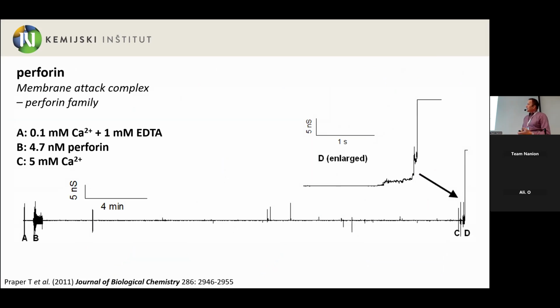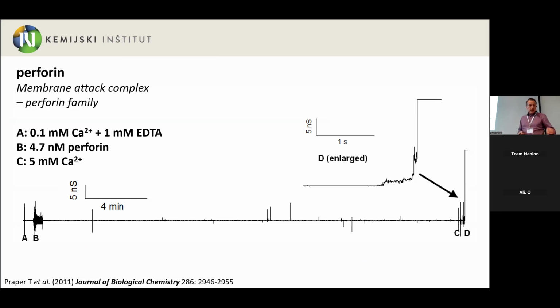Another example is a bit larger protein, perforin. Perforin is a key protein in the immune system. It forms pores in cancer cells or virally infected cells and kills them. It is a protein that is dependent on calcium ions, so nothing much happens. And when you add calcium ions, then pores begin to form.